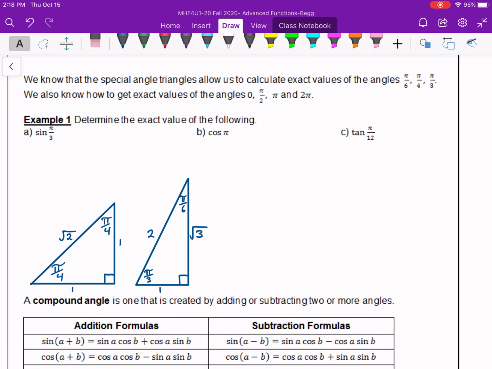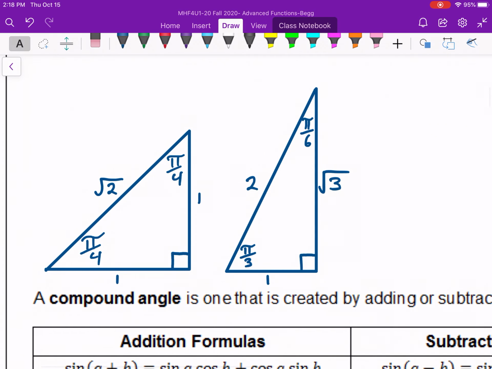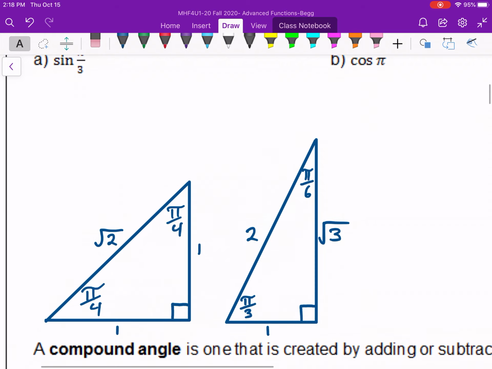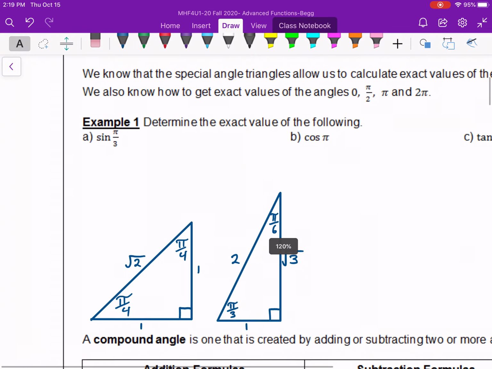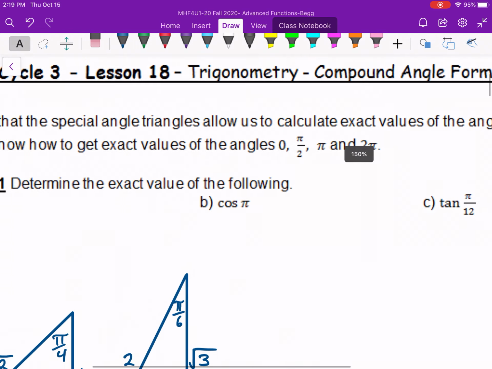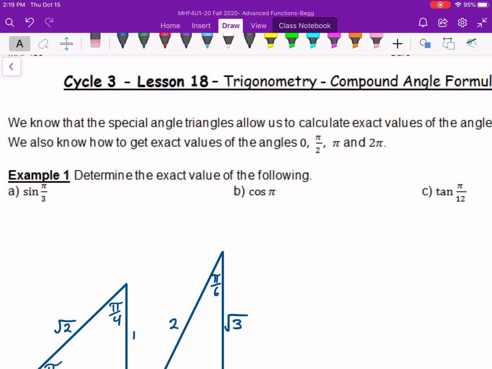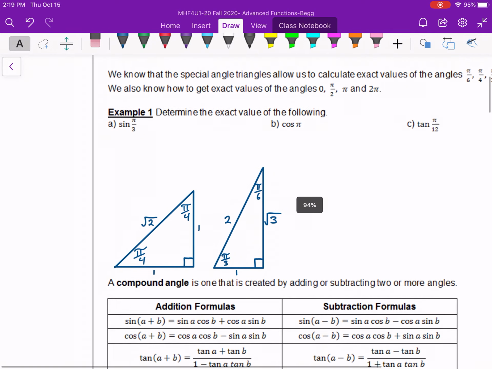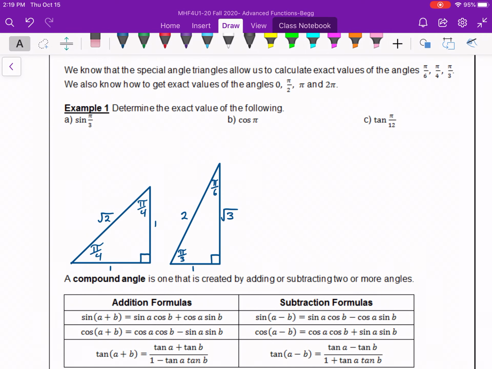Because we already know the special triangles, and I've already sketched them here for pi over 4 on the left, and then a combination of pi over 3, pi over 6 on the right. Remember, pi over 4 is the equivalent of 45 degrees, pi over 3 is the equivalent of 60, and pi over 6 is the equivalent of 30 degrees. So we know how to use those. We also should know how to get the exact values of the angle 0, pi over 2, which is the equivalent of 90 degrees, pi, which is 180, and 2 pi, which equals 360. And if you've forgotten that, we'll take a look at that when I look at example 1, part B.